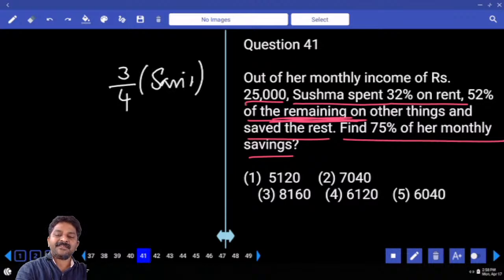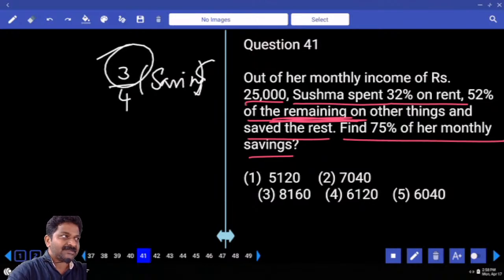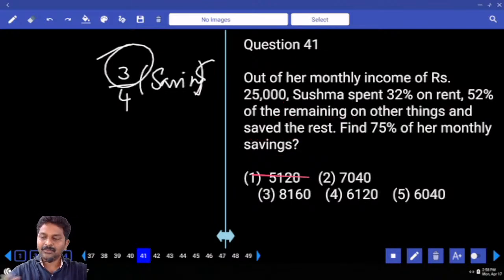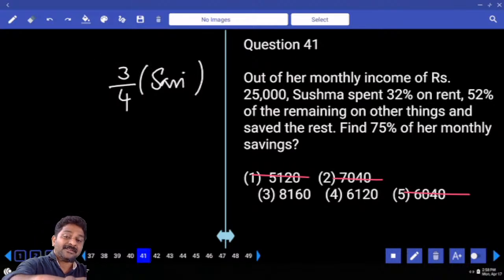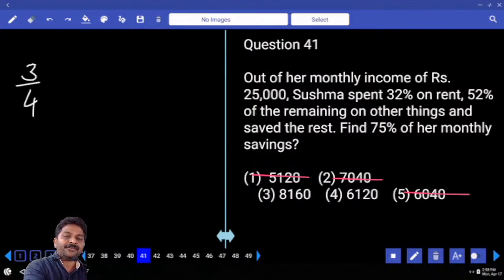We need to write savings here, correct? Without writing savings, let me try to identify my answer. Here in the numerator we have 3. That means the answer must be a 3 multiple. Can it be the first option? No. Second? No. Third? Yes. Fourth? Yes. Fifth? 3 eliminated. 2 options are there. So we have to write what? Savings. 3/4 of savings.